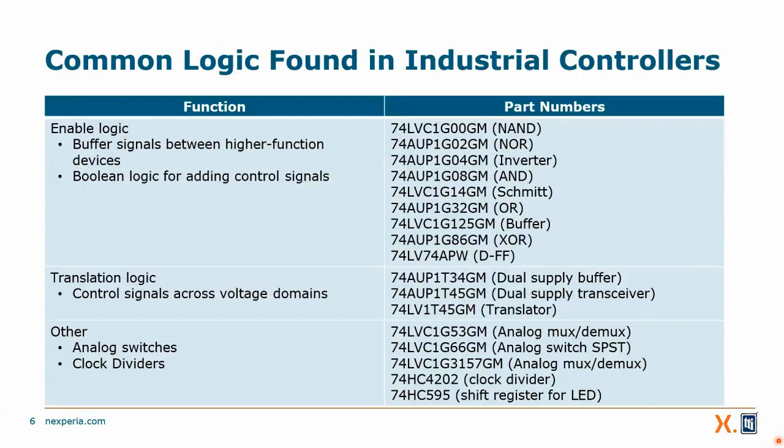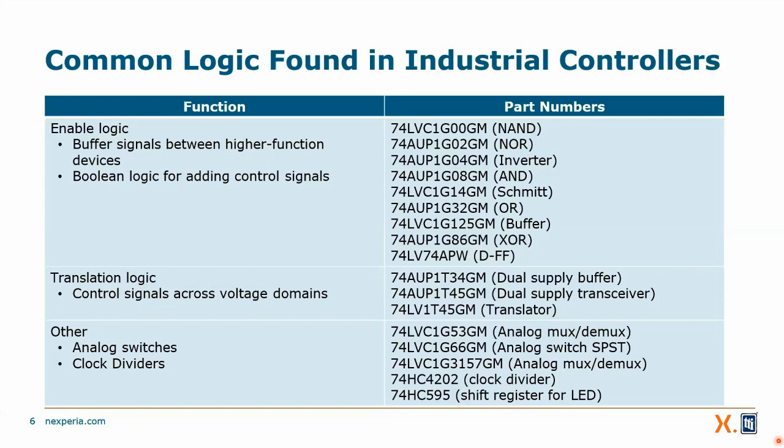So this is a list of the common logic that you might find inside an industrial controller. And this isn't theoretical. We actually went and looked at a number of industrial suppliers, some of the biggest ones in the world, and looked at the parts that they continually use. And these are the types of things that you find. Stuff like enable logic, which are buffer signals or Boolean algebra. They're the fundamental logic devices which have been around for multiple decades now.